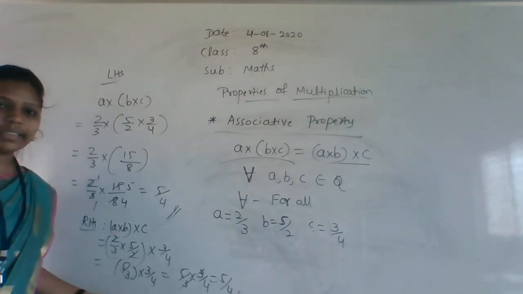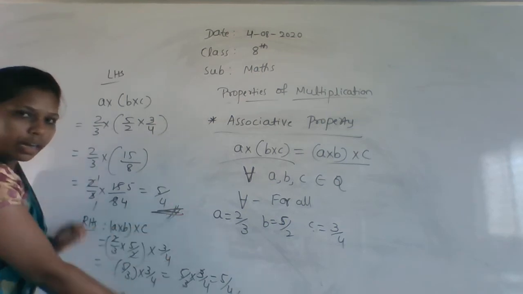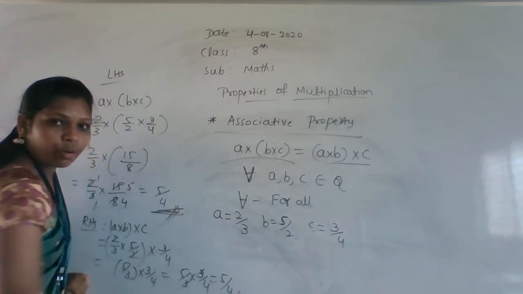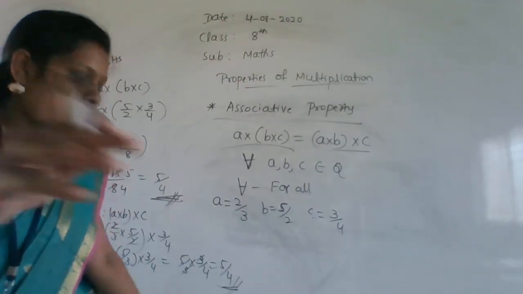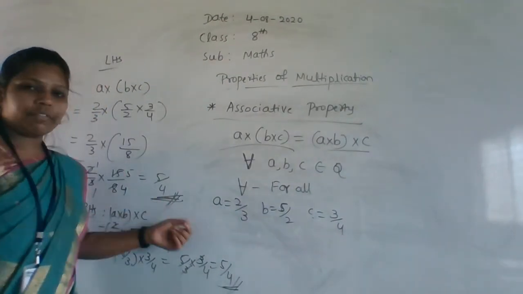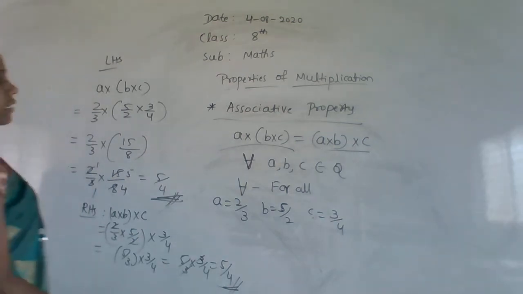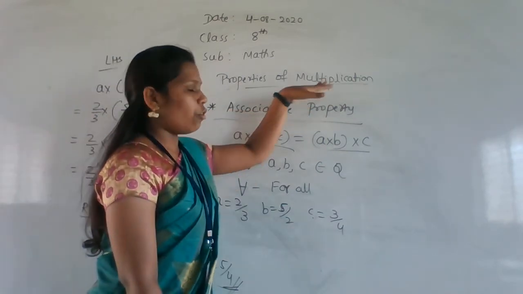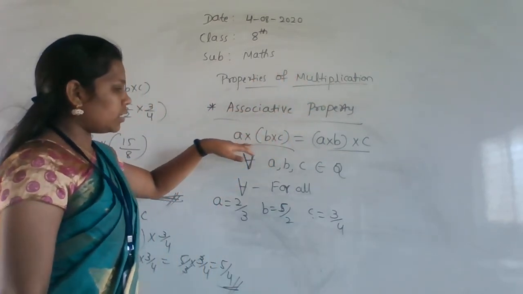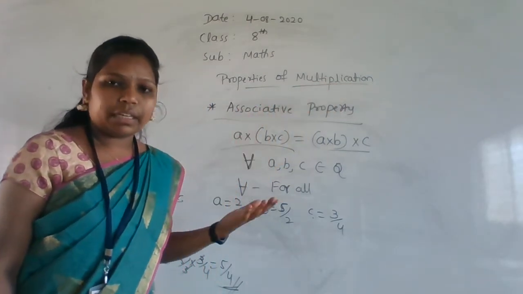Whether the LHS as well as the RHS are the same. LHS is 5 by 4 and RHS is also 5 by 4. Everyone seeing, right? So it means LHS is equal to RHS. That is nothing but the associative property of multiplication. This is the general formula for the associative property of multiplication.